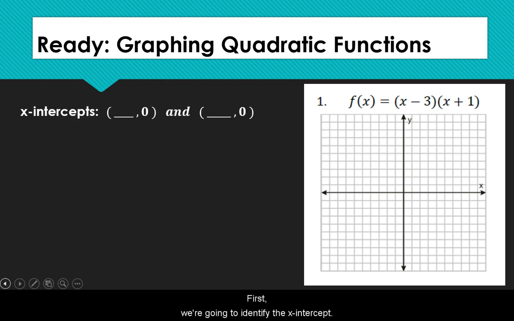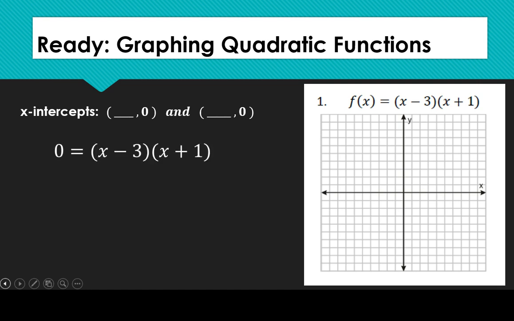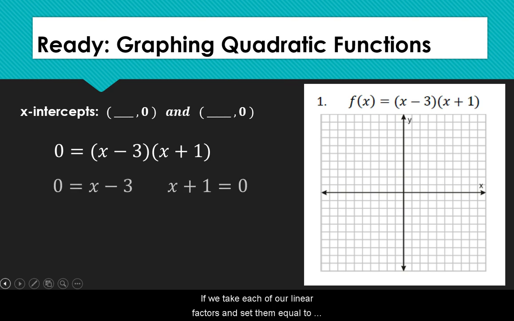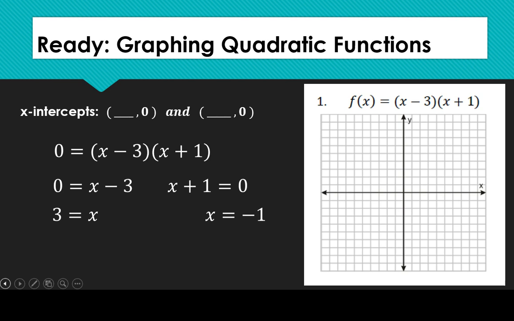First, we're going to identify the x-intercepts. We know that the x-intercepts have y values of 0. It's where our function crosses the x-axis. If we take each of our linear factors and set them equal to 0 using the zero product property and inverse operations, we can solve for x, and we find that our x values are 3 and negative 1. So our x-intercepts are located at negative 1, 0, and positive 3, 0.